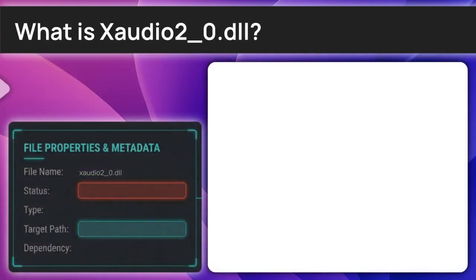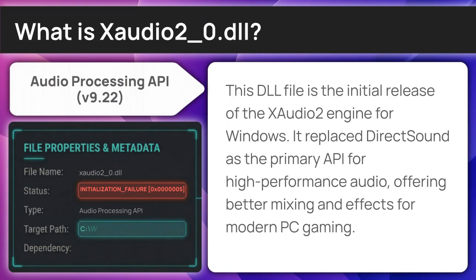This DLL file is the initial release of the Xaudio2 engine for Windows. It replaced DirectSound as the primary API for high-performance audio, offering better mixing and effects for modern PC gaming. With the why out of the way, let's focus on getting you running again.